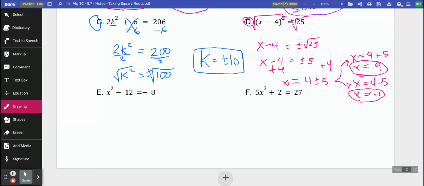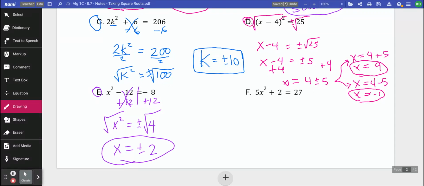Okay, so for E, again, we don't have x squared by itself. We're going to look on this side of the equation. We see x squared minus 12. So we have to add 12 to both sides. When I do that, I'm going to get x squared by itself equals, and on this side, 12 minus 8 is 4. And now we can square root both sides. And we get x equals plus or minus the square root of 4, which is a perfect square, 2. So positive 2 and negative 2.